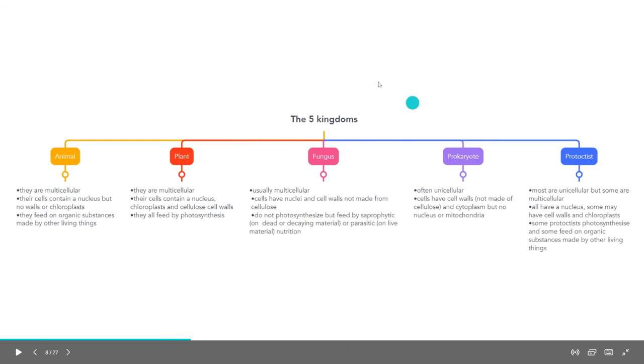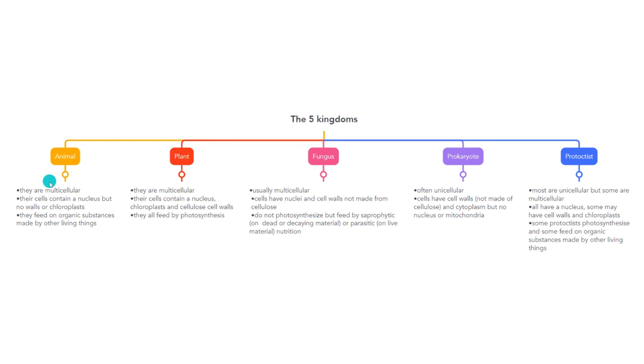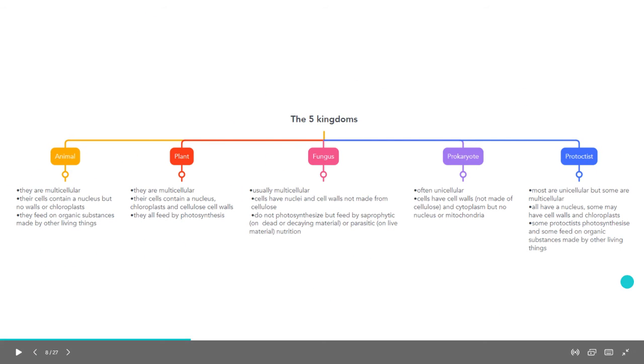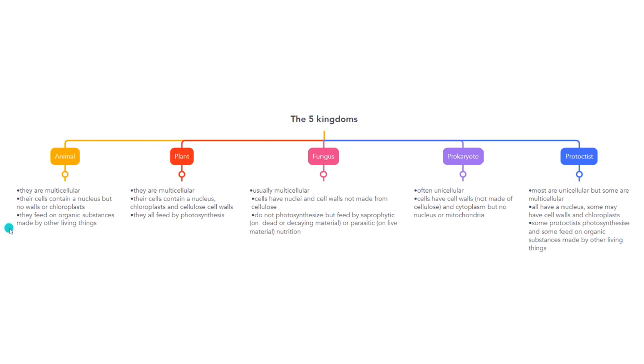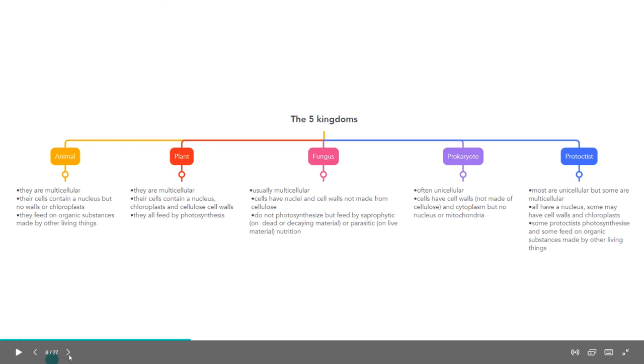The five kingdoms: animal, plant, fungus, prokaryote, protoctist. Here I have listed some features which help us to differentiate between the kingdoms.